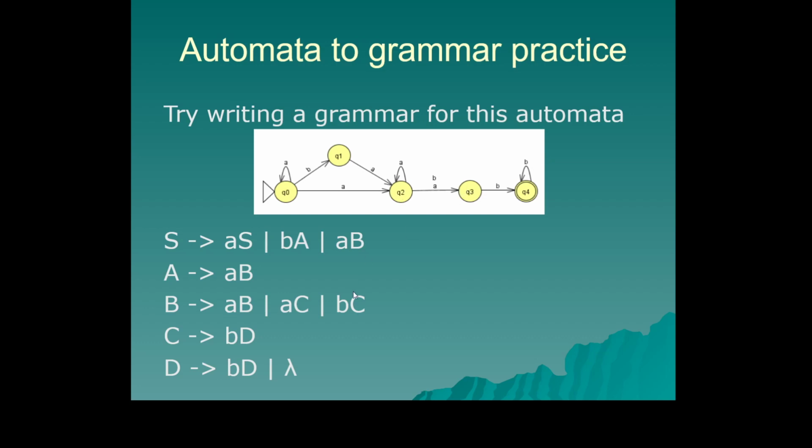An A goes to state C as well. And an A goes back into B. So A, B, A, C, or B, C. All of these are options. From state C, we have a single B that gets us to state D. State D is an acceptor state, so it has a lambda. And it also can loop back into itself with a lowercase b. So lowercase b goes back into D. So there you have it.